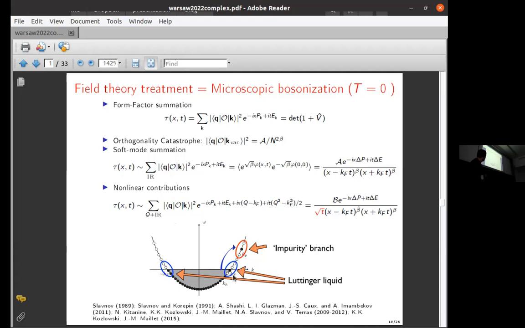This was for just soft mode excitations, and if you have highly excited states, well, you have to perform some sum separately, and basically it will be a simple Gaussian integral, which on top of this power law will give you the prefactor, exponents and these phase factors, which will be just the relevance between our state and the most relevant state.